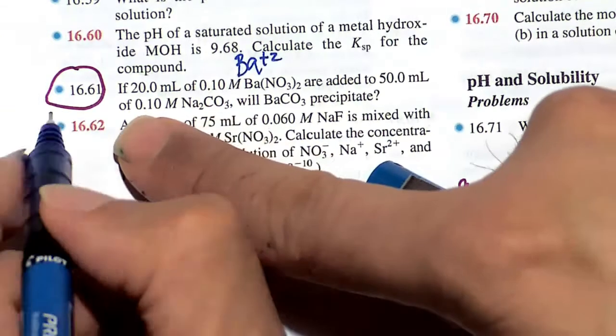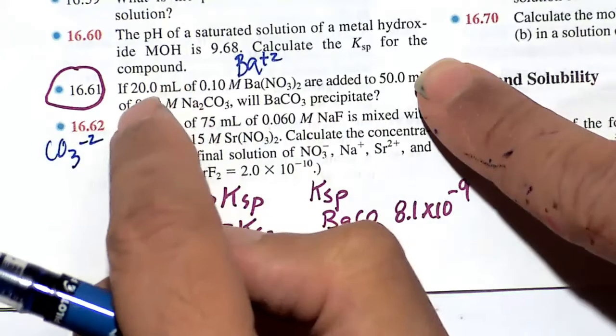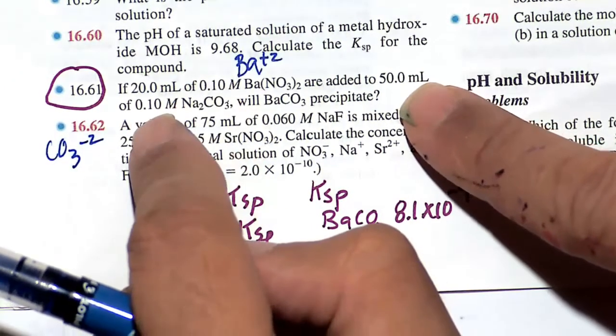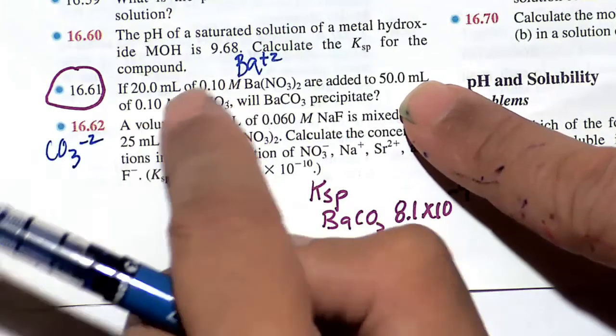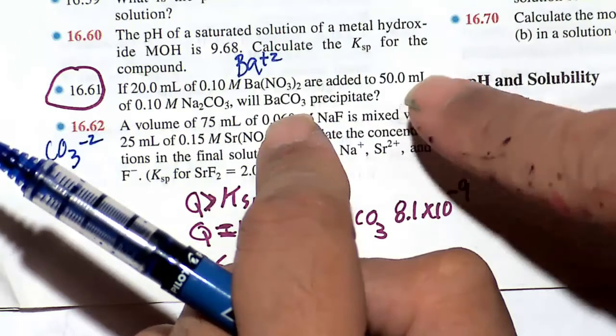So barium nitrate, first and foremost, is a source of barium ion. All nitrates are soluble. Sodium carbonate is a source of carbonate ions. Sodium carbonate is soluble in water. So the barium ions will react with the carbonate ions to give you barium carbonate.